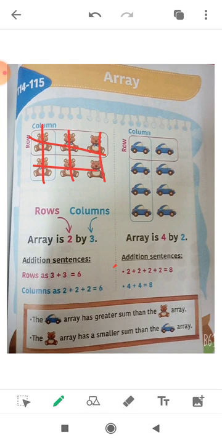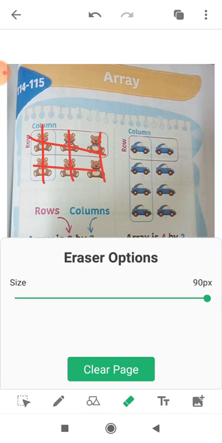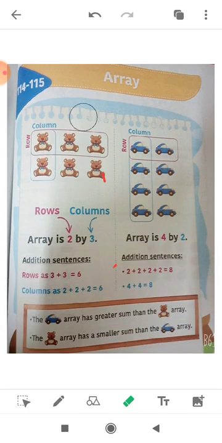Okay, again, the rows are the horizontal lines or the sleepy lines, and the columns are the vertical lines or the standing up lines. Okay, let's clean this. Let's see together. In the first array I have R.